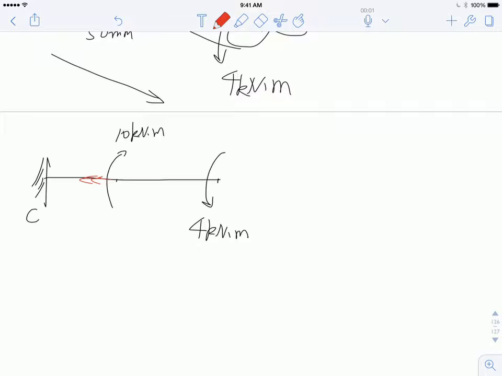Now for the 4 kilonewton times meter, still use your right hand. These four fingers are the direction of the rotation, and your thumb is the direction of the torque. So it goes this way. If you cannot understand that, or if some of you really have a hard time, don't worry about it. After I come back, I'll explain to you in person.